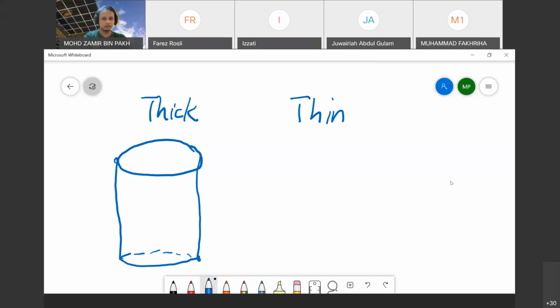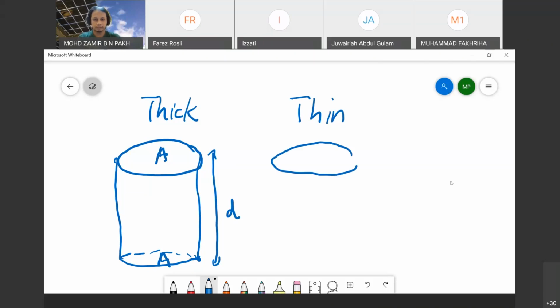Okay, so this is your D, if you like, device thickness. This is your A, surface area. That is a thick diode, right? So let's look at a thin diode, with the very same diameter of the wafer, more or less. Sorry for drawing. Now we are working on a thin diode.